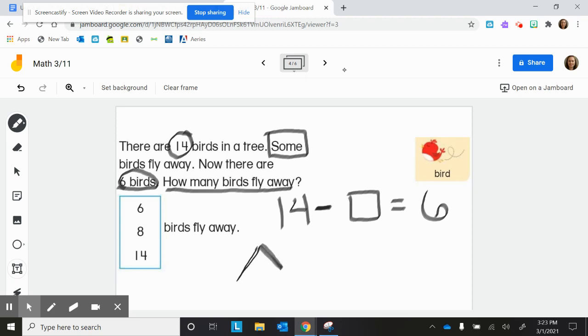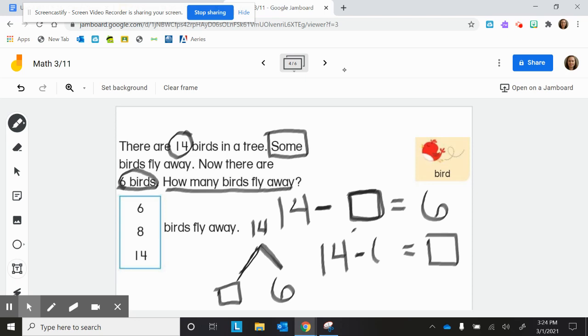I could also do a math mountain to figure this out. I had 14. Some flew away, and I'm left with 6. Now, how do I figure out this missing partner here? Well, I could put 14 in my head and count back, right? But do I know how many to count back with? No. But what I could do is put the sum, 14, over here. I know that some flew away, and I know I have 6 birds left. So I could do 14 take away 6.